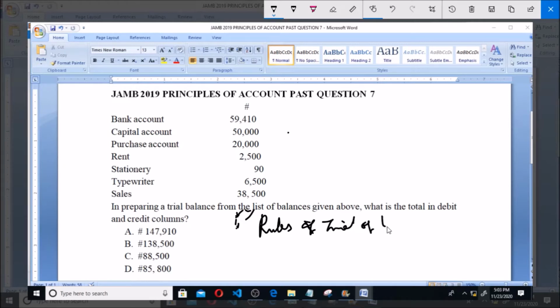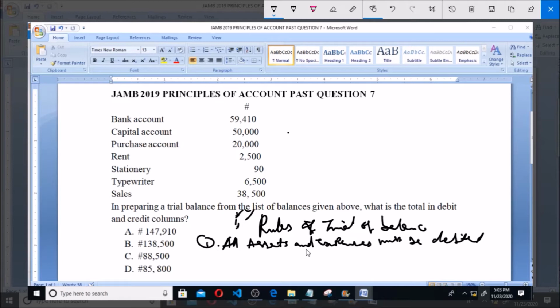The first rule is that all assets and expenses must be debited. All must be debited. That means they must be on the debit side. The second rule is that all liabilities and income must be credited.